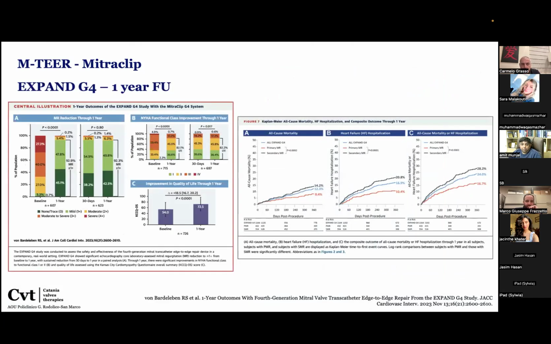This was the European registry. It was called EXPAND G4, because the patients were treated with generation 4 of the MitraClip, and these are the results at 1 year. As you can see, the improvements in terms of mitral regurgitation reduction and NYHA functional class, and even the reduction of hospitalization, are significant if you compare the baseline with the 1 year result.